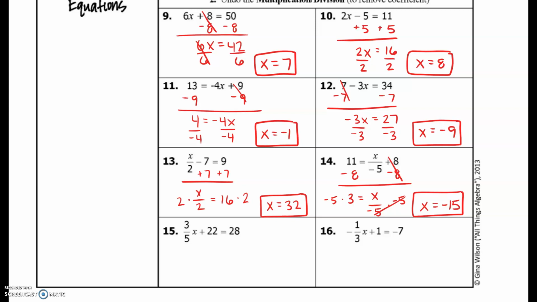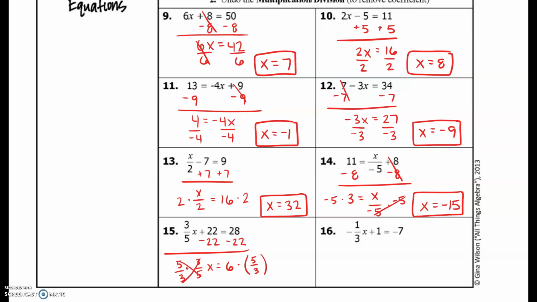In number 15, we will move the 22 to the other side to start. So 28 minus 22 results in an answer of 6. At this point, we have a one-step equation with a fraction. So in order to get rid of that fraction, we will multiply both sides of the equation by the reciprocal. In this case, that is 5/3.